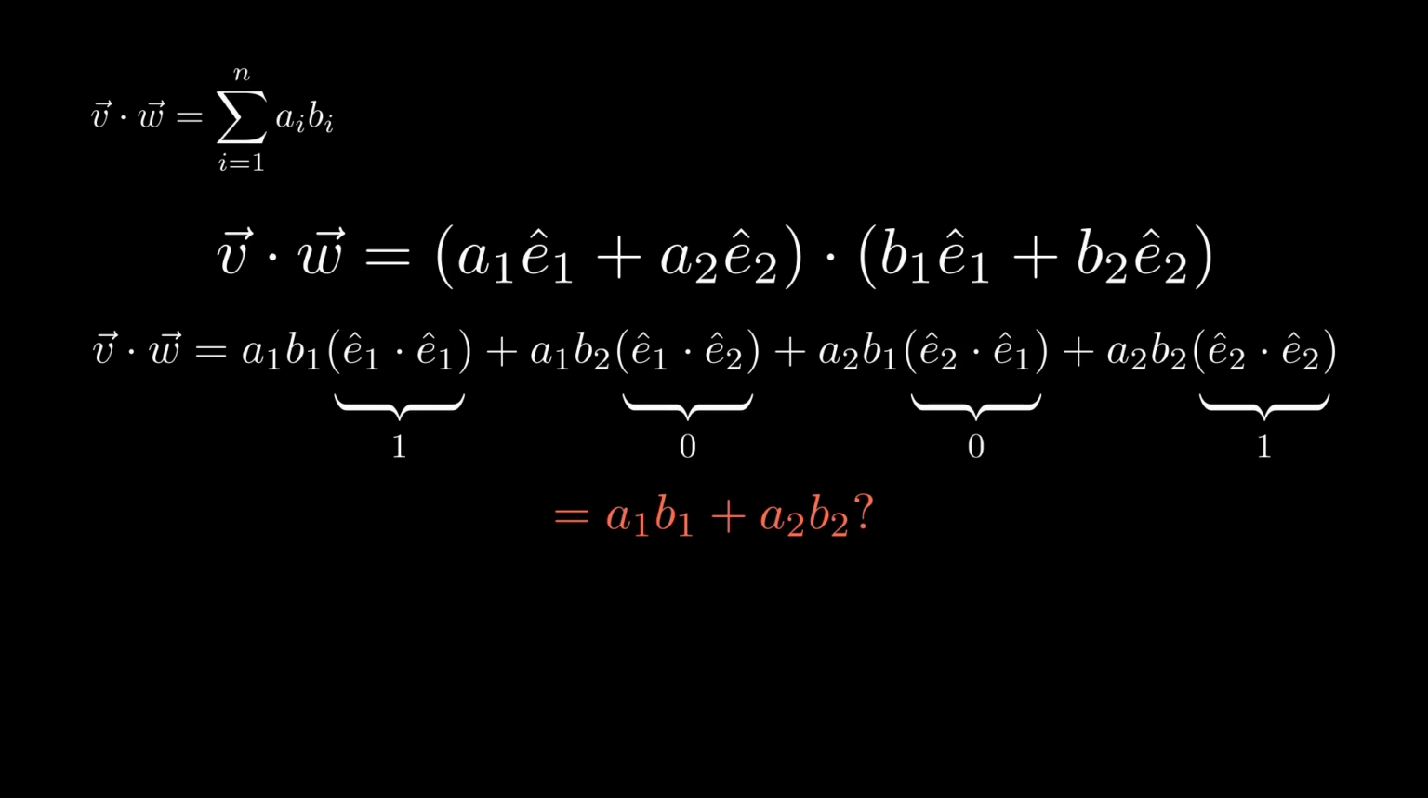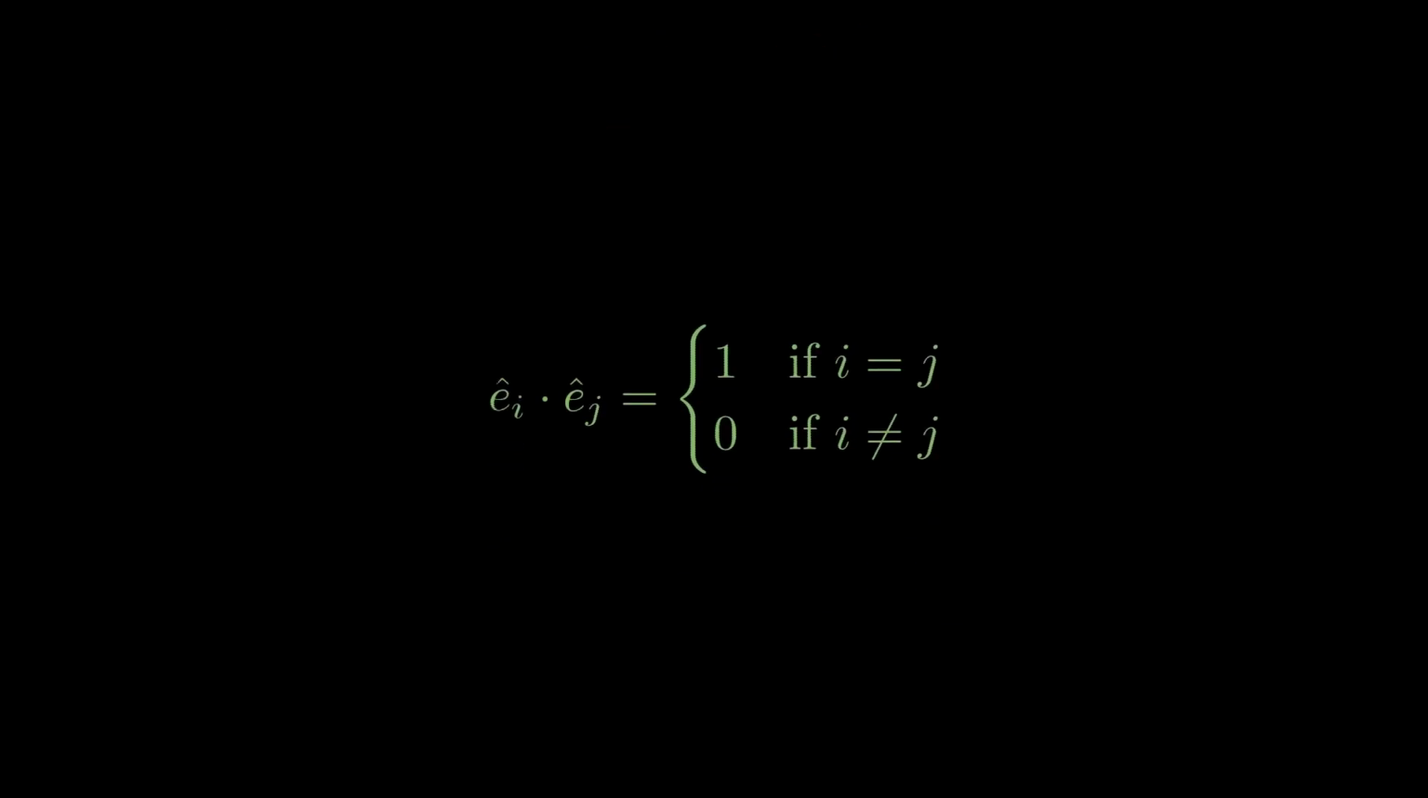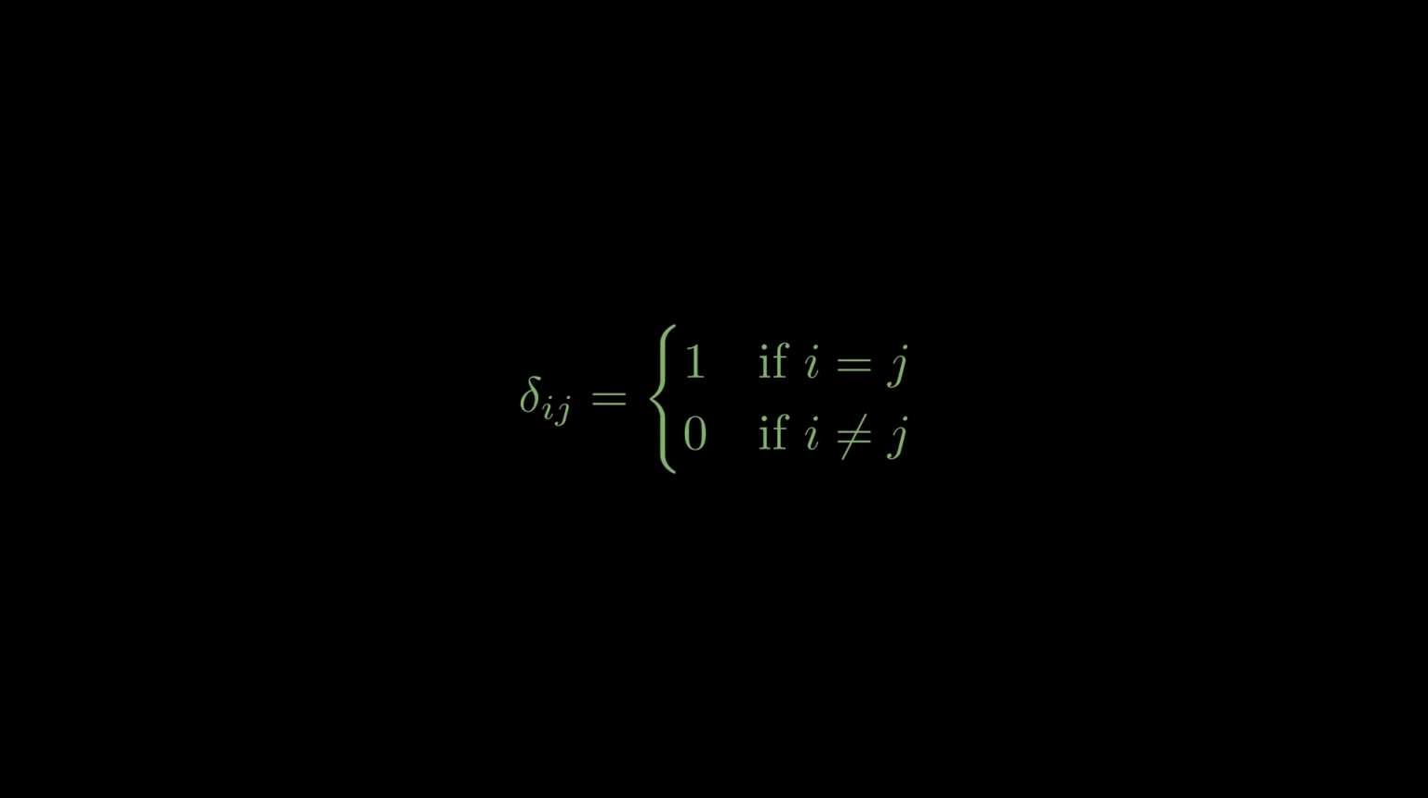Generalizing to n dimensions, we then require that each of those mismatched terms go to 0. So the dot product between 2 unit basis vectors is 1 if the indices match, and 0 if they don't. This property is so important that we give it a special symbol. It's called the Kronecker delta, and it's defined in exactly the same way.